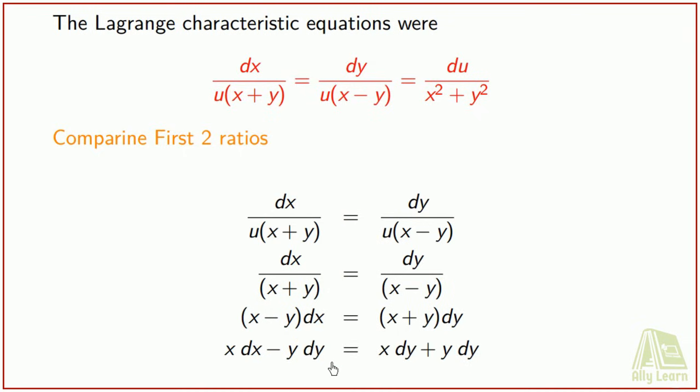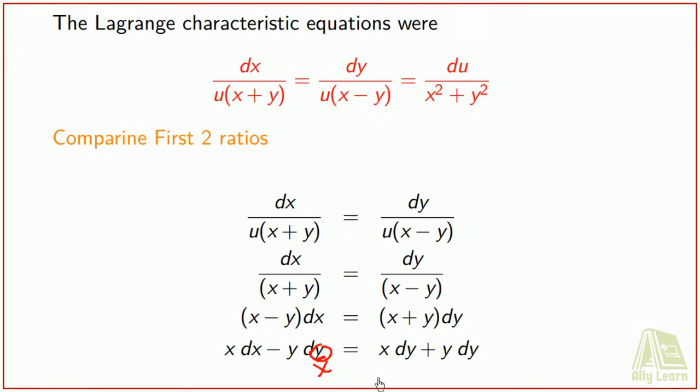Now in this step, after opening the brackets, I get x dx minus y d... This is x, not y. Okay, this is x and not y. What we got? x dx minus y dx equals x dy plus y dy. So just make this change over here. This is not y, this is x.